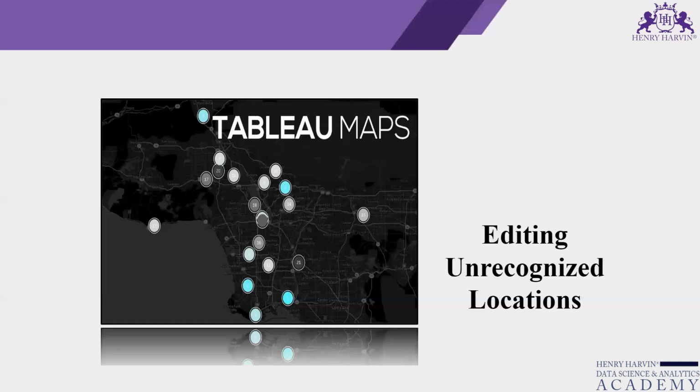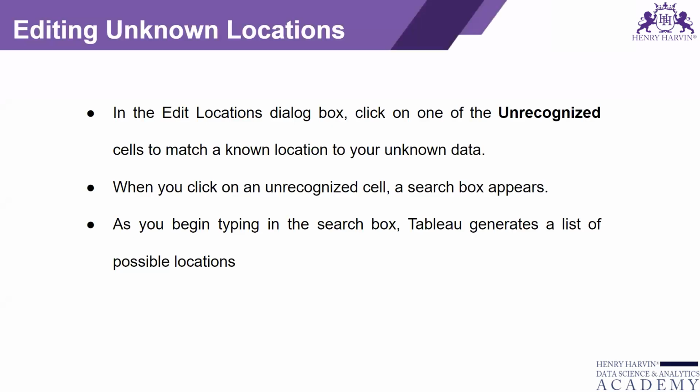Editing unrecognized locations. Now suppose in your map, you have locations which are not recognizable. Let's say latitude is given but longitude is missing, longitude is given but latitude is missing, or both are missing. How can you handle that scenario? Your map will show an empty point. To handle that, to edit unrecognized locations, Tableau provides a solution.